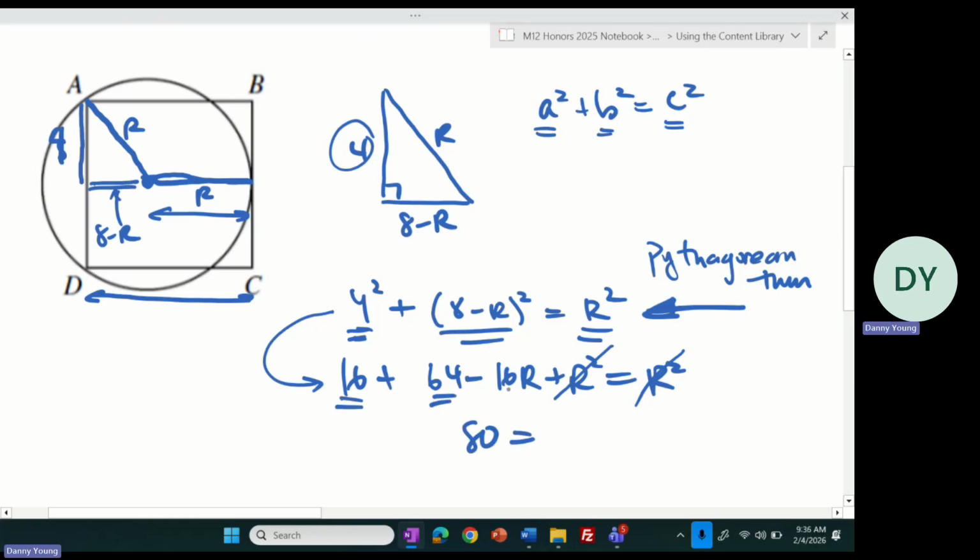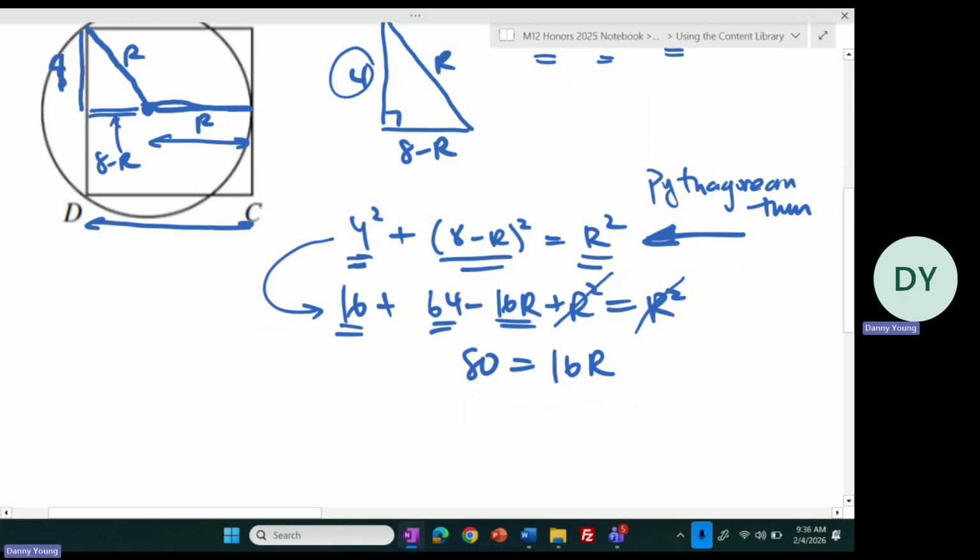80 is equal to, I'm going to move this to the right, 16R. And after that, divide everything by 16. So therefore, R is equal to 80 divided by 16, which is 5. There you go, done. Okay with that?